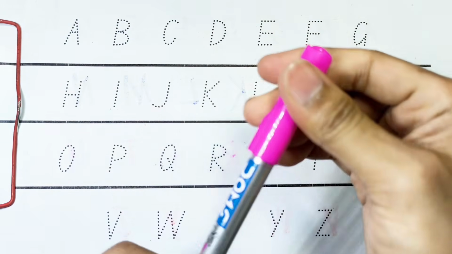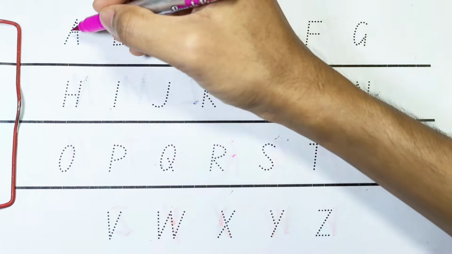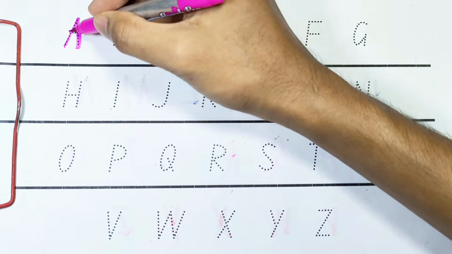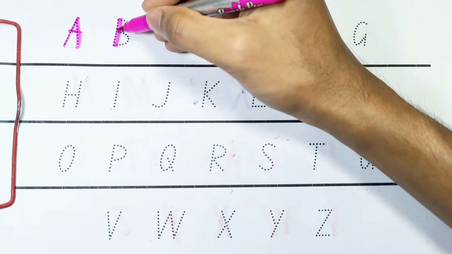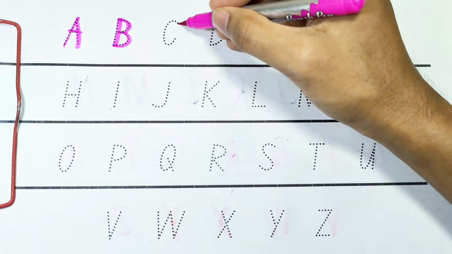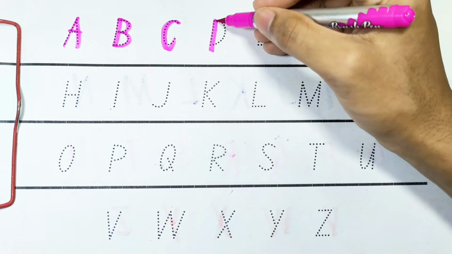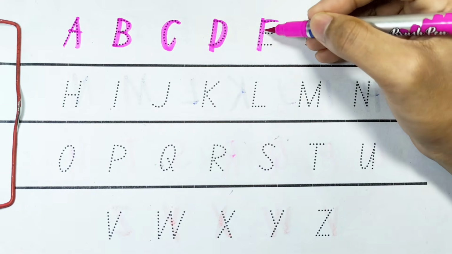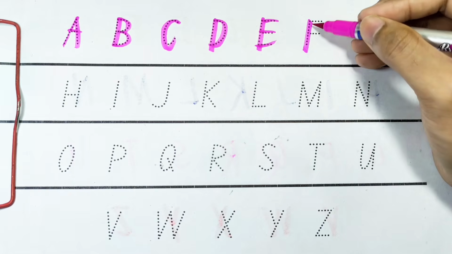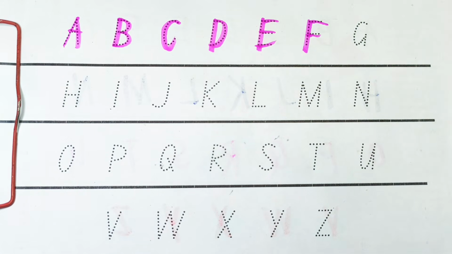First we're using the color of dark pink color, writing the alphabet of A. A. The next one is B. B for ball. C. D. E. F. F for fish, F for fan.